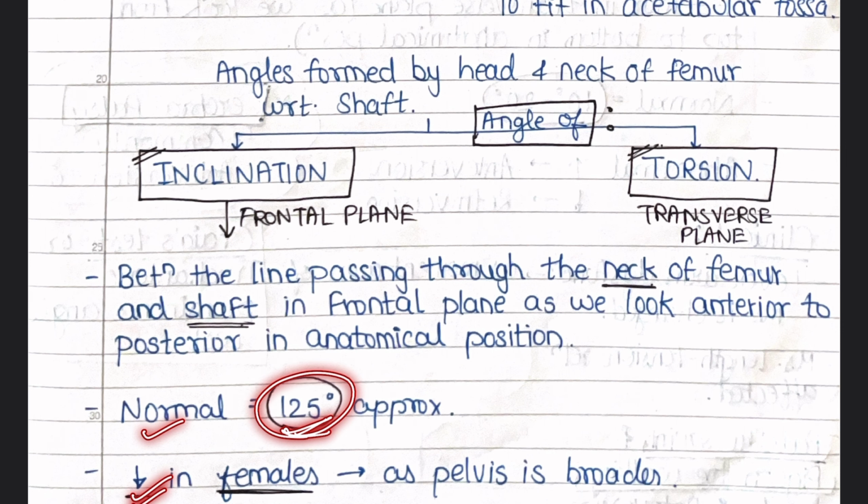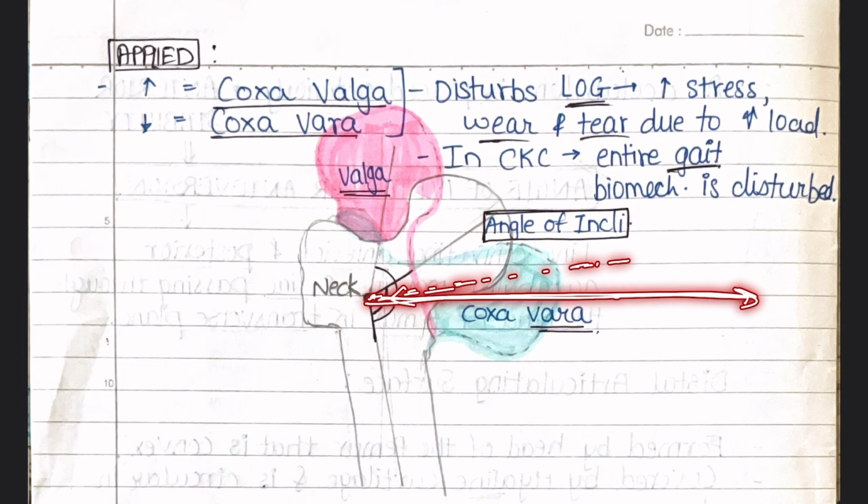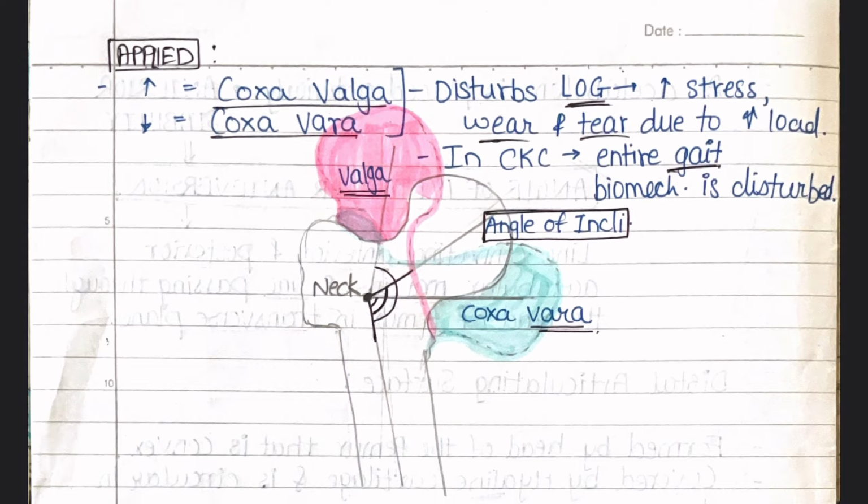It is decreased in females as pelvis is broader. So as pelvis is broader, the distance between the pelvis is increased. As the distance is increased, this angle goes on decreasing, as you can see here how I am marking. So angle goes on decreasing. Then applied part is coxa valga and coxa vara. Make sure you draw such kind of diagrams in universities.